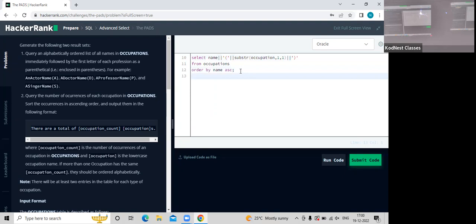So I will also write the second query here. The second query is what? Query the number of occurrences of each occupation in occupations, sort the occurrences in ascending order, and output them in the following format. There are a total of that occupation count, then which occupation they are, followed by S, and it should be with the dot there. Okay, just give me a minute, just one minute.